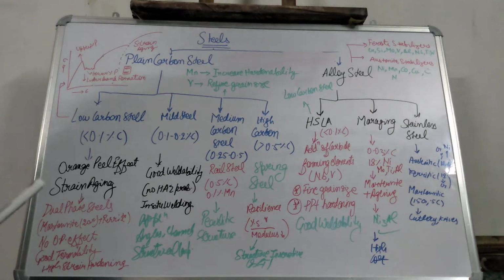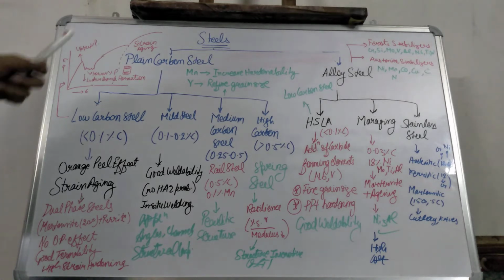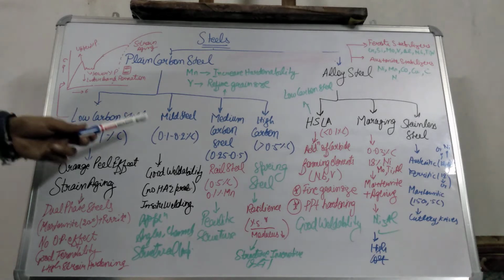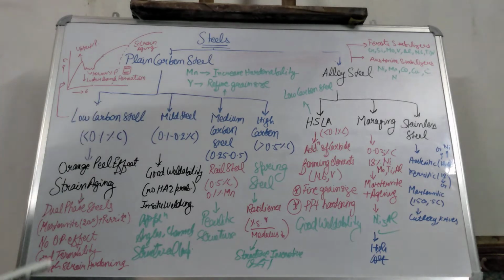So here we will look at some of the different kinds of steel which are studied from the point of view of their metallurgy. Steel can be broadly classified into two categories: one is plain carbon steel, another is alloy steel. Within plain carbon steel we have four subcategories based on the amount of carbon content present inside. First is low carbon steel, mild steel, medium carbon steel and high carbon steel.